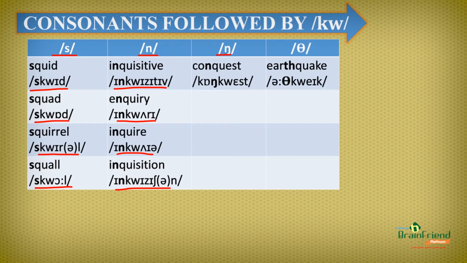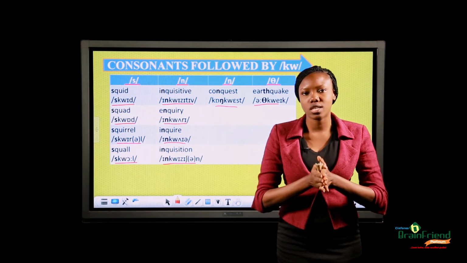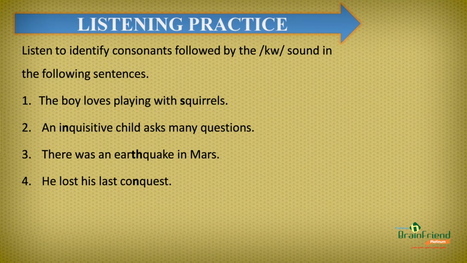For the ng sound, we have the word conquest. And for the th sound, we have earthquake. Having seen the examples of consonant sounds followed by the kw sound, let's take a listening practice. Now listen to identify the consonants followed by the kw sound in the following sentences.